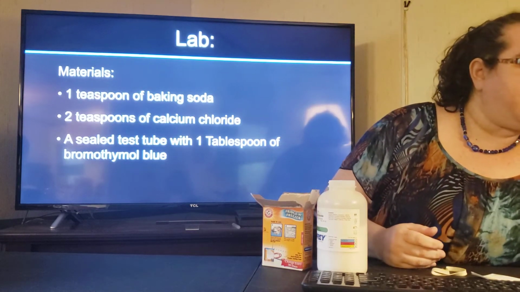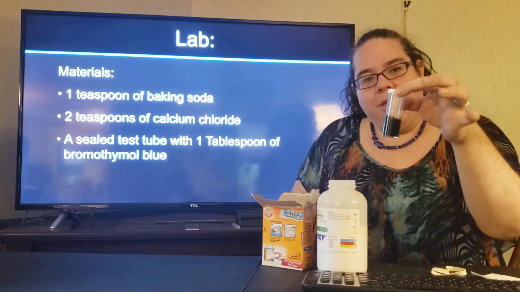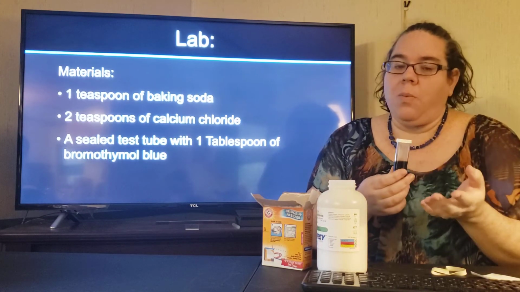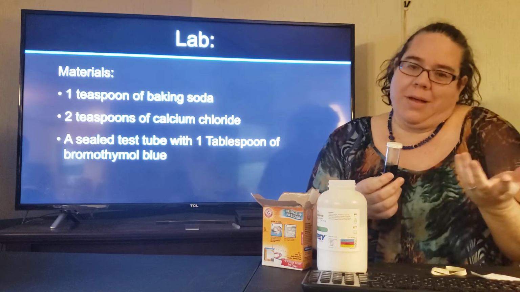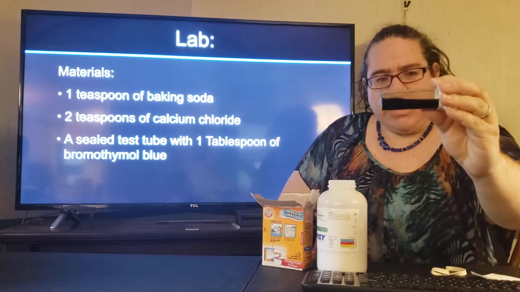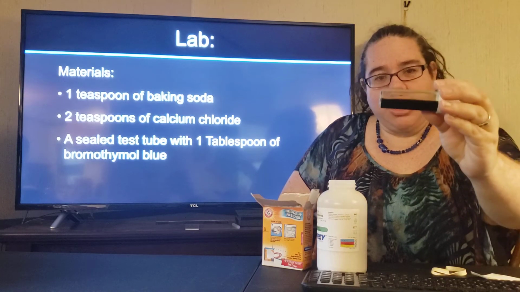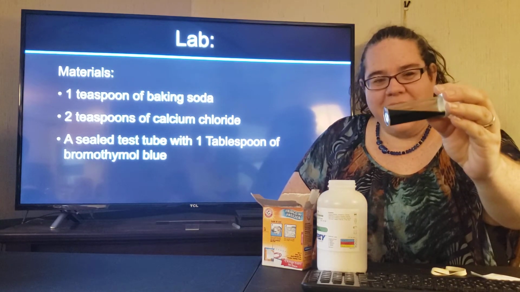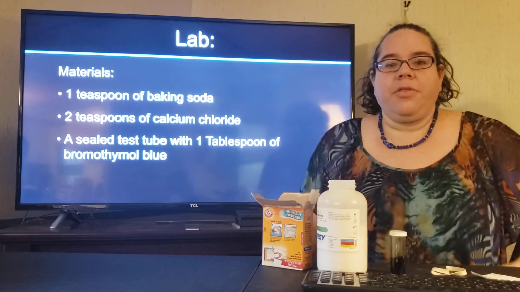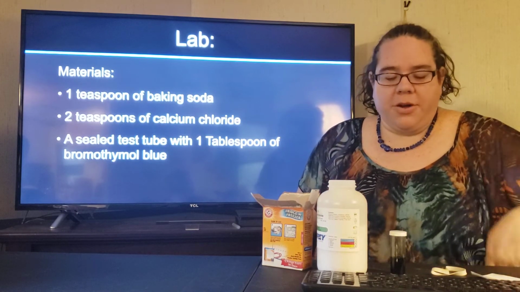The last one that I have is called bromothymol blue, and I have it in a test tube because you don't want to touch it. It's a chemical again, so it's not really something I want to put my hands on. You notice that it's really dark. To you, it might look a little bit on the black side. It's actually really, really dark blue. So those are our 3 materials that we're going to be using today with our lab.